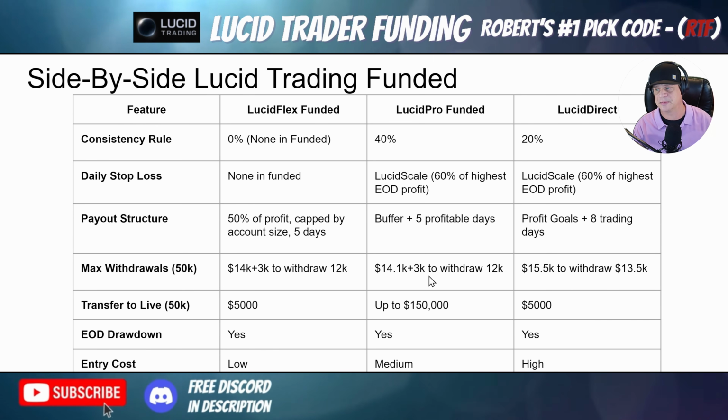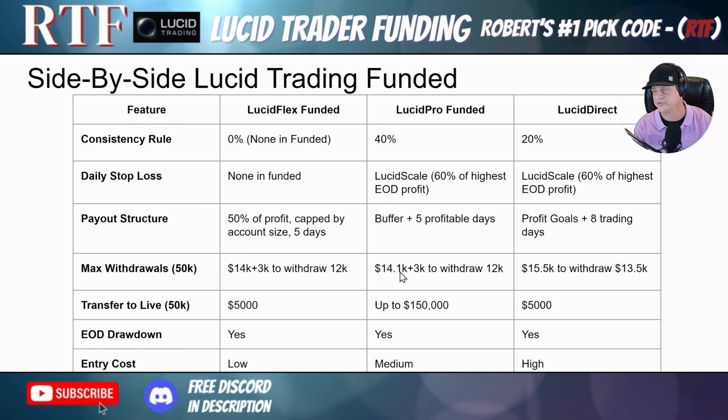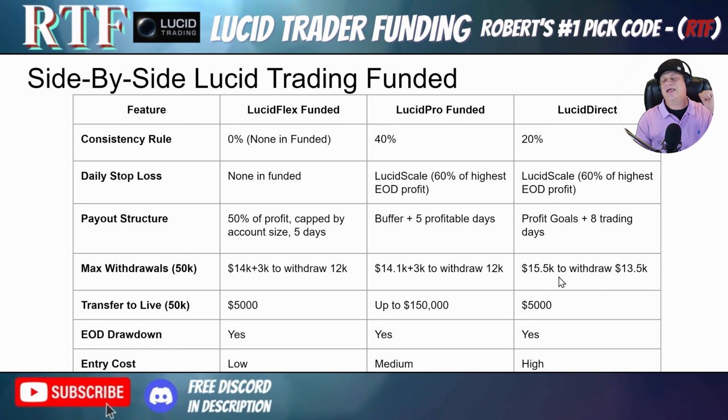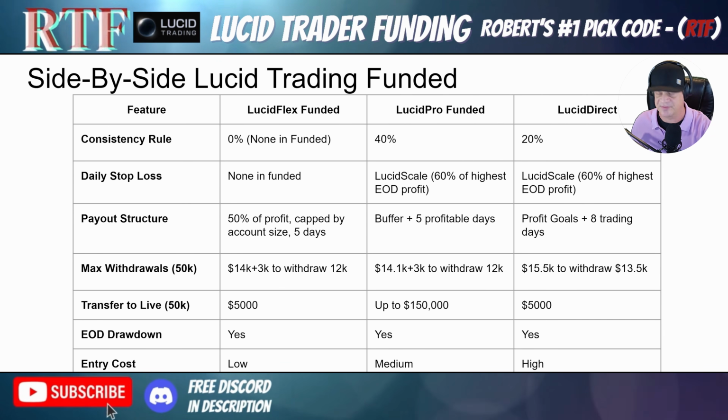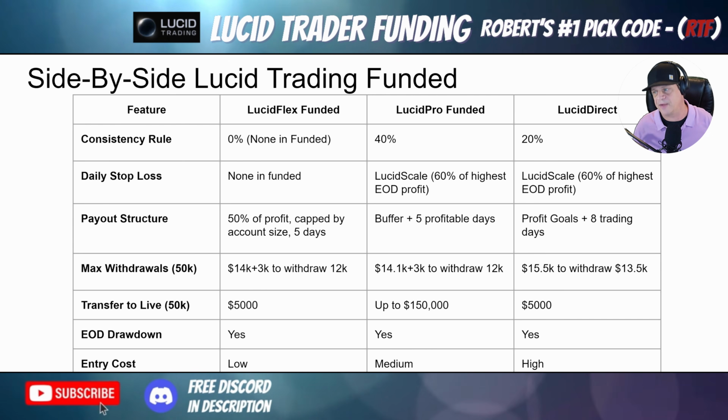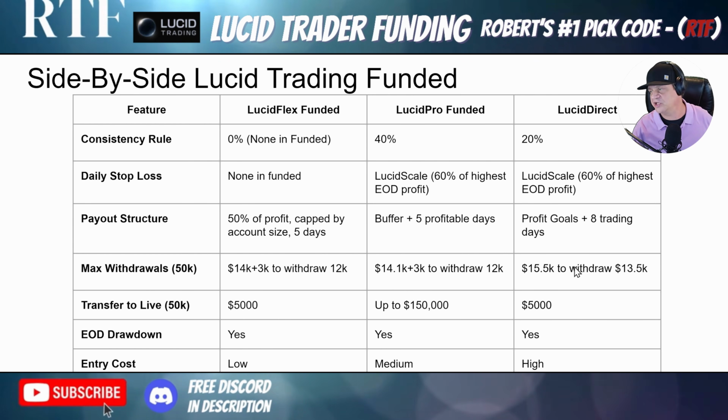Now for LucidPro, it's a little bit different. You've got 14.1K, which is that $100 buffer, plus 3K for the test. So you're still at 17.1K to withdraw 12K. So it's actually pretty similar. And then the LucidDirect one, it's a little bit more. It's 15,500 to withdraw 13,500. That's how much money you have to make to withdraw that amount. So it's pretty close. It's actually not so bad, right?